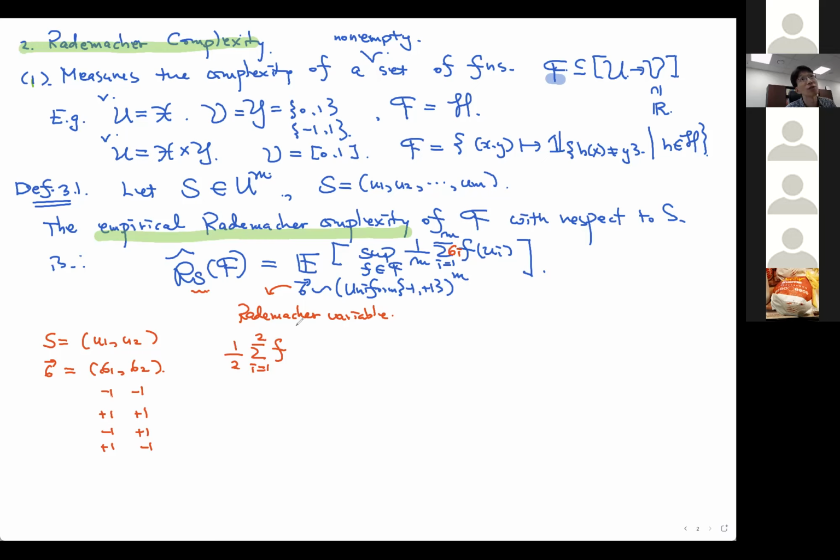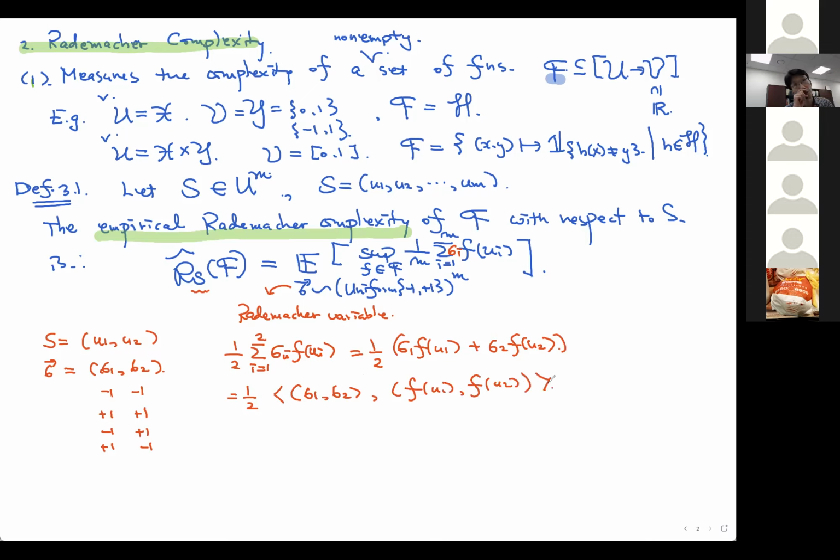Yes, you're right, sigma i has to be there. Thank you. So it's sigma i and f of u_i. That means 1 over 2 times sigma 1 f of u1 plus sigma 2 f of u2. And then you can view this as an inner product. So it's a vector (sigma 1, sigma 2) and then another vector (f of u1, f of u2).